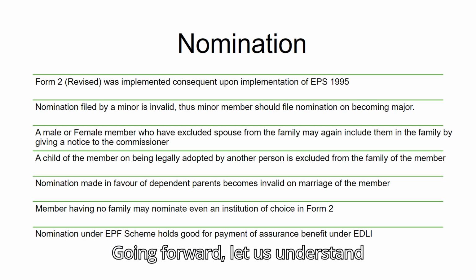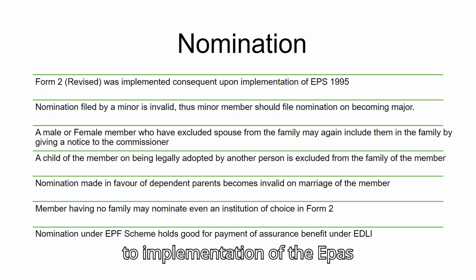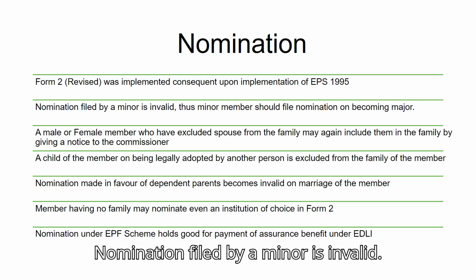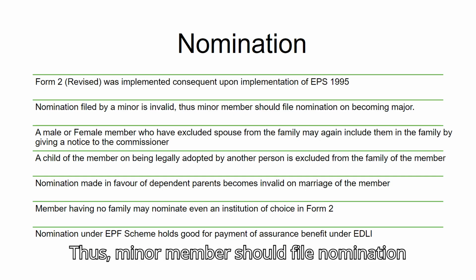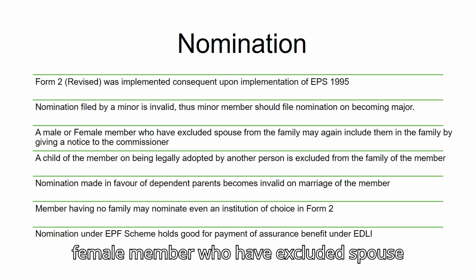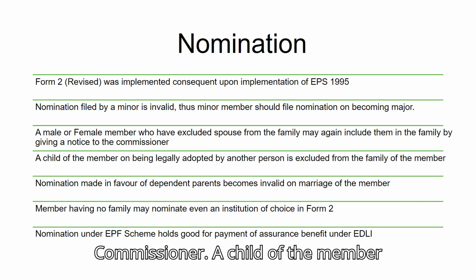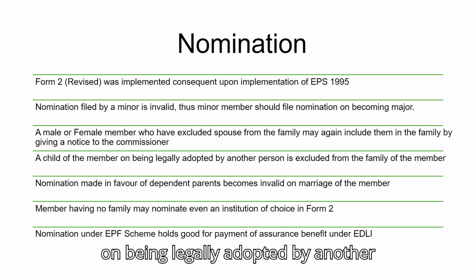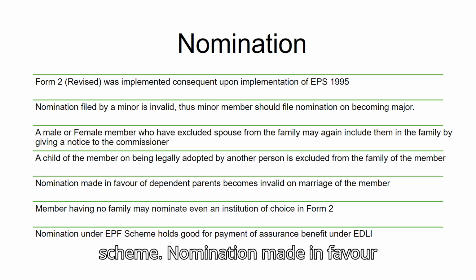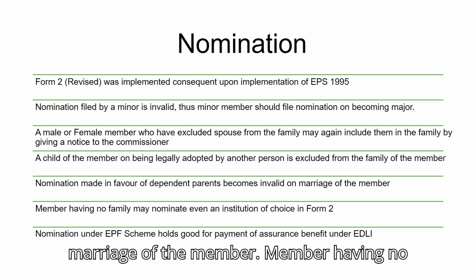Going forward, let us understand something more about nomination. Form 2 revised was implemented consequent to implementation of the EPS 1995. Nomination filed by a minor is invalid. Thus, a minor member should file nomination on becoming major. A male or a female member who has excluded spouse from the family may again include them in the family by giving a notice to the commissioner. A child of the member on being legally adopted by another person stands excluded from the definition of the family under the scheme. Nomination made in favor of dependent parents becomes invalid on marriage of the member.